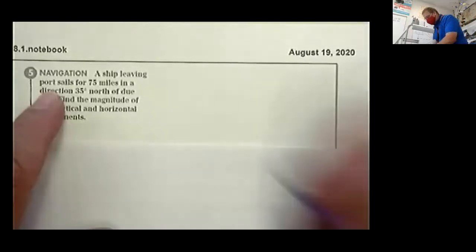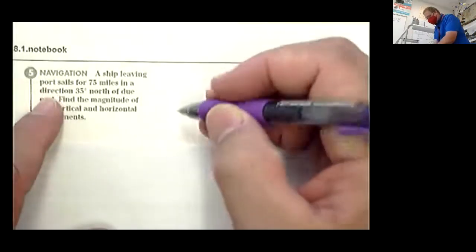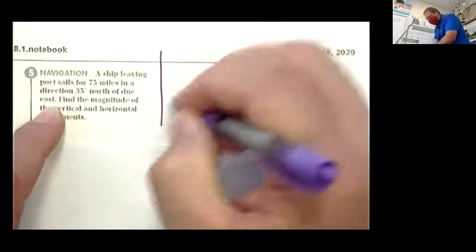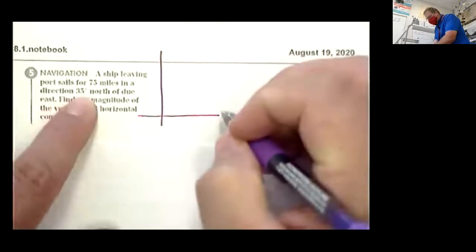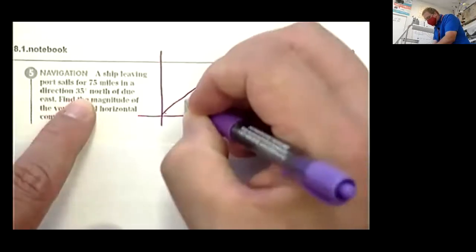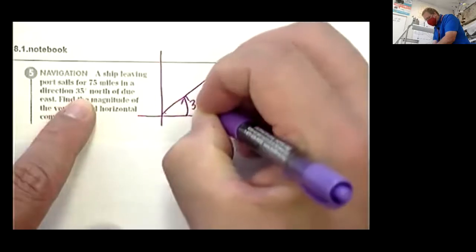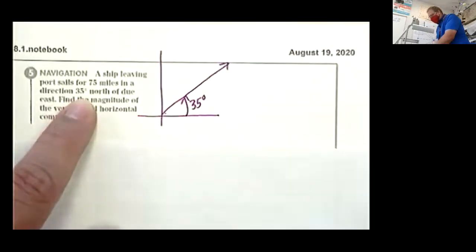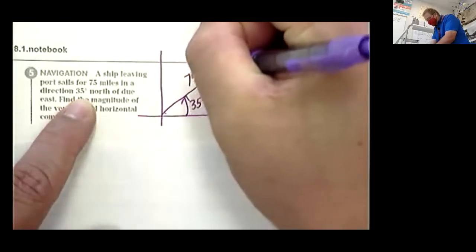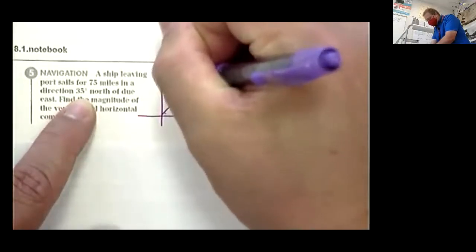A ship leaving port sails for 75 miles in a direction 35 degrees north of due east. So we want 35 degrees north of due east. It's a little bit bigger than a 30, less than a 45. So there's our 35 degrees. And it went for 75 miles. So this is actually our resultant vector.